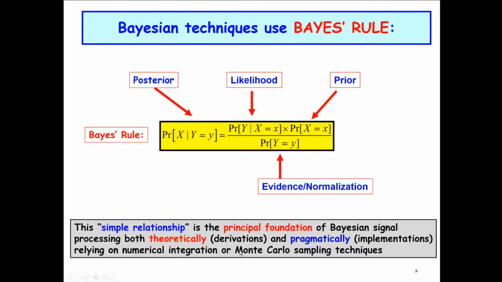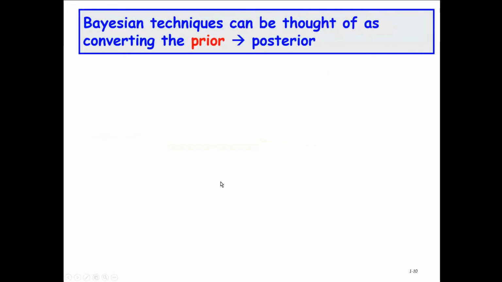So this simple relationship is the principal foundation of Bayesian signal processing, both theoretically for derivations and pragmatically for implementations. You can manipulate Bayes' rule, divide, multiply, all that kind of thing, but it always boils down to this: decompose it, etc. And so that's kind of nice because it's at least confined that way.